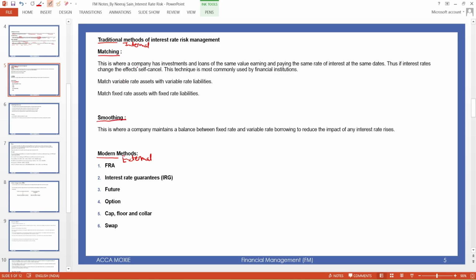In matching, we match assets and liabilities so that the effects cancel out and we do not face the interest rate risk. Let me explain this with an example. We have an investment of $400 at 10%, maturing after 3 months, and we have borrowing at 10%, also maturing after 3 months.